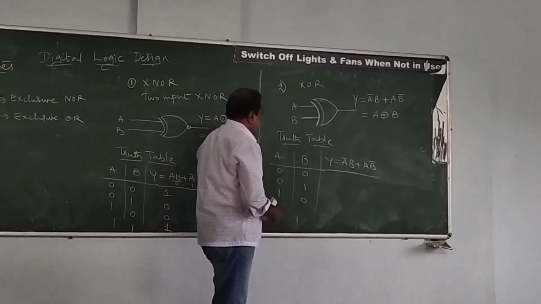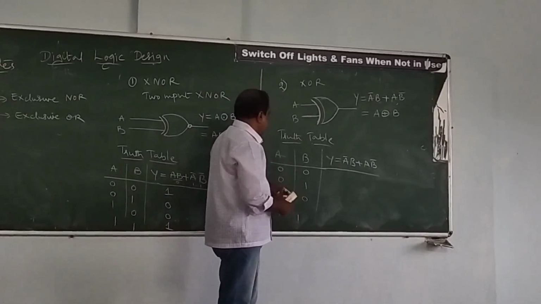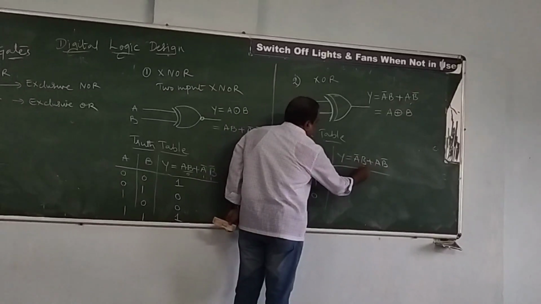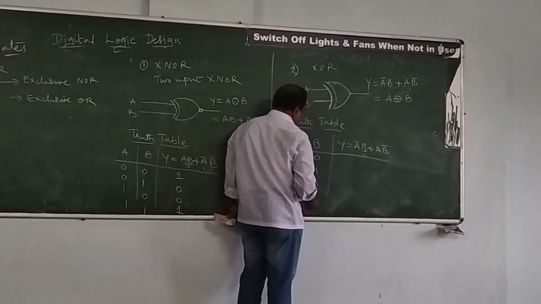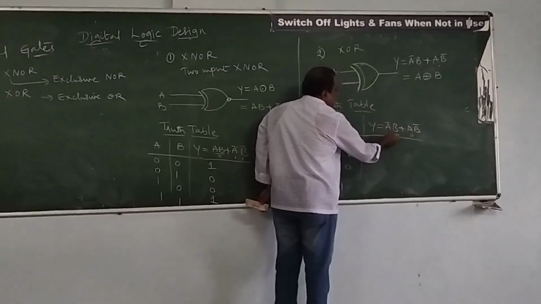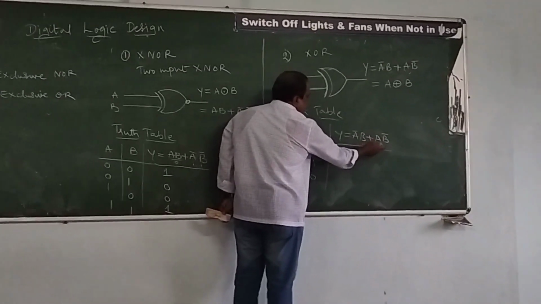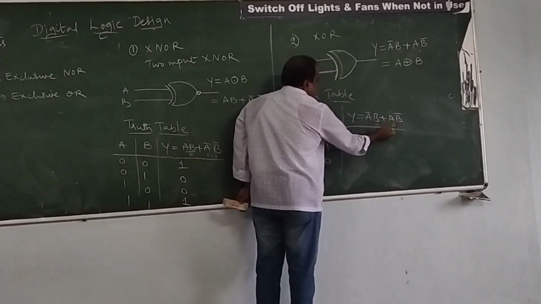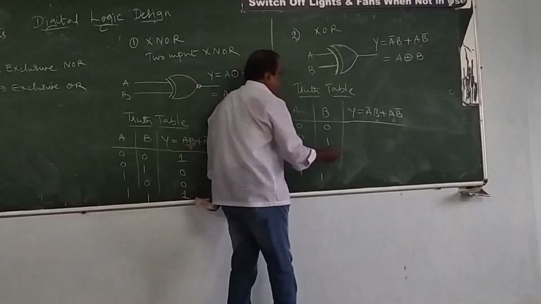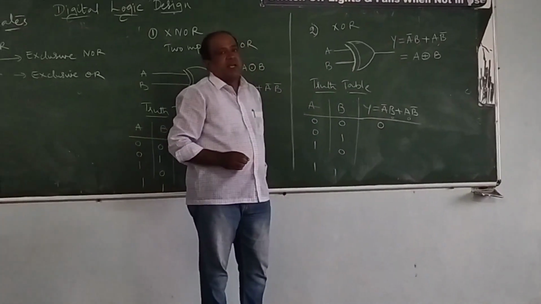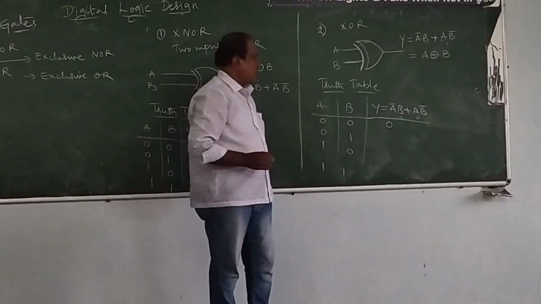So first case we will start. In the first case, two inputs will be 0. B is 0, and on the other side A is 0. 0 into something will always be 0. Again, this side also one of the variables is 0. 0 plus 0 will be 0. And finally, two inputs are low, so the output will be low. This is what it is.